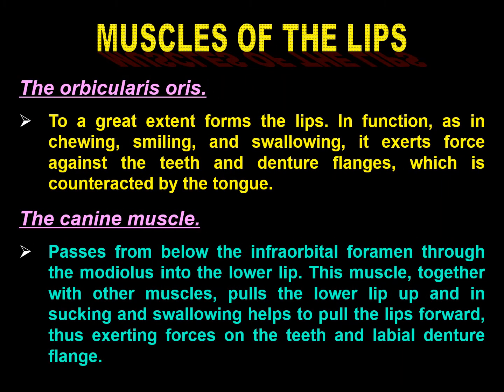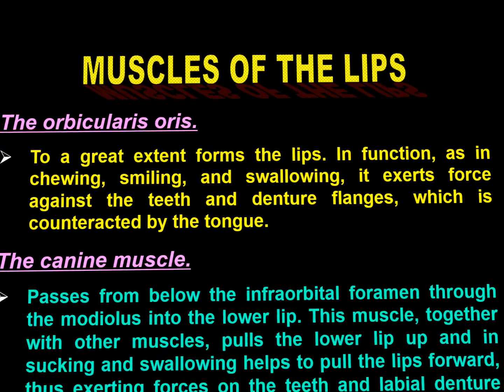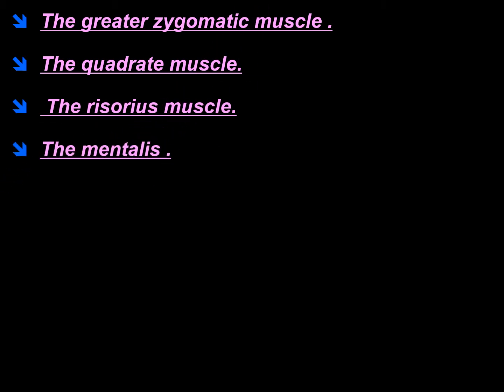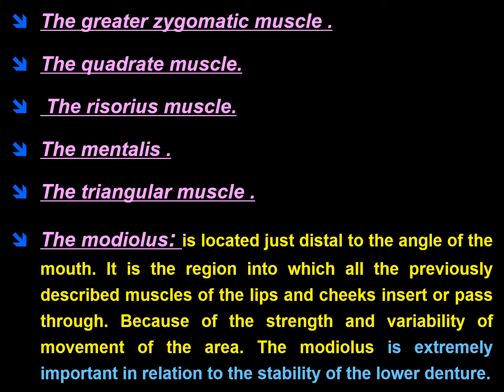Also, we have different muscles of the lips, like orbicularis oris muscle, caninus, zygomaticus major muscle, the quadratus muscle, risorius muscle, mentalis, triangularis muscle, and submucous muscle. All these muscles affect the position of the complete denture, affecting and stabilizing the lower complete denture and establishing the neutral zone area.